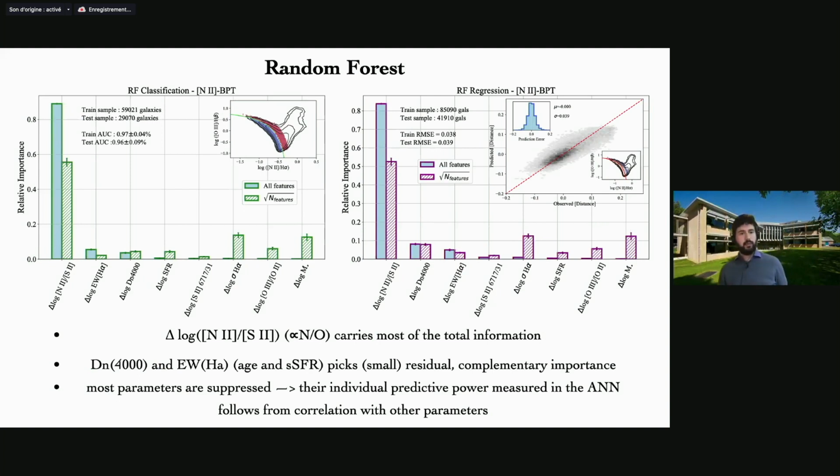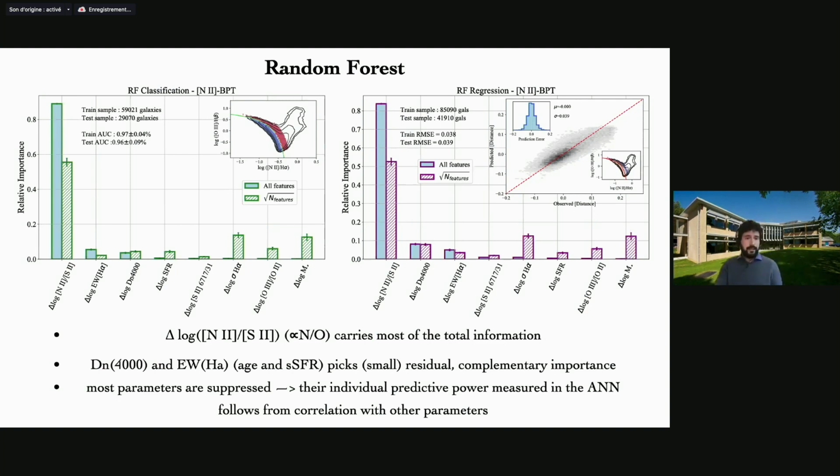Parameters associated with deviations in NRO carry almost the full information, or most of the total information. More than 8% of the relative parameter importance is kept by variations in NRO, whereas a small but significant, I would say, residual and complementary importance is retained by properties associated with the age of galaxies and the specific star formation rate, namely the D4000 and the equivalent width of H alpha.